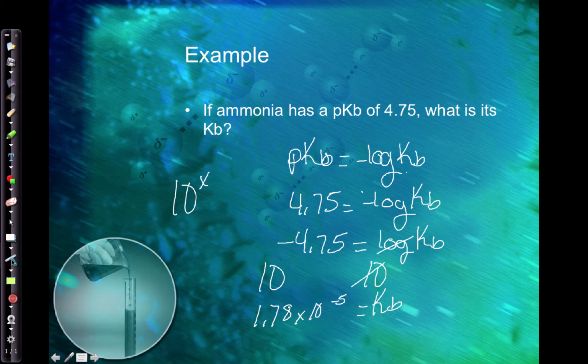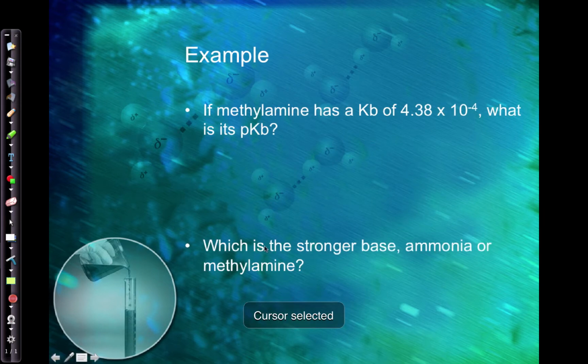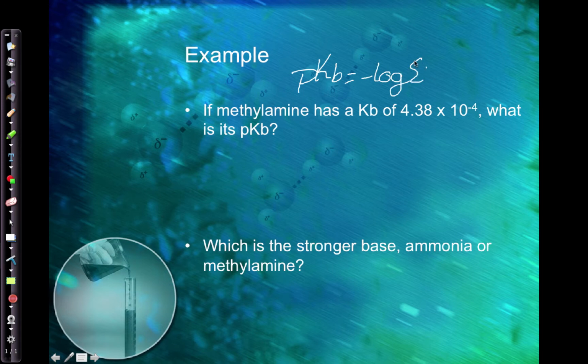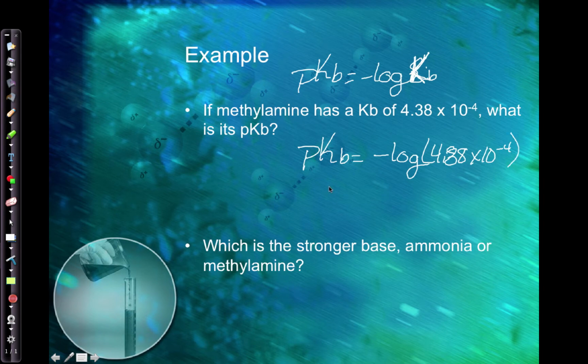All right, so now let's look at the next one. All right, so if methylamine has a Kb of 4.38 times 10 to the negative fourth, what is its pKb? Well, just simple problem. I have the Kb. I can just plug it into this equation. All right, so pKb is equal to negative log of this.